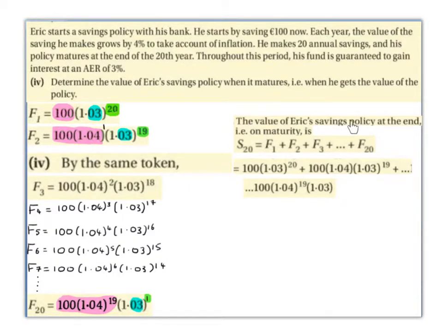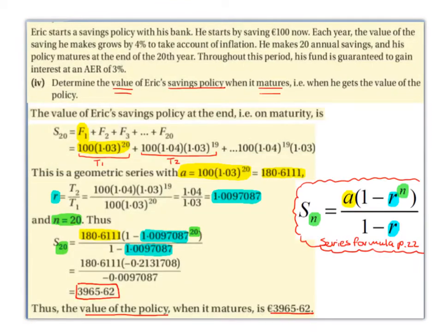The value of Eric's savings policy at the end, i.e. on maturity, is S20, which is F1 plus F2 plus F3 plus up as far as F20. So basically adding all these together, which is 100 times 1.03 to the power 20, which is F1, plus 100 times 1.04 times 1.03 to the power 19, which was F2, plus up as far as 100 times 1.04 to the power 19 times 1.03, which was F20. So here we have F1, here we have F2, up as far as F20.